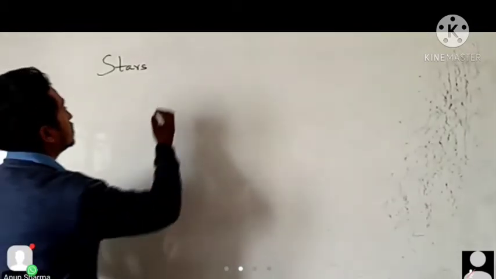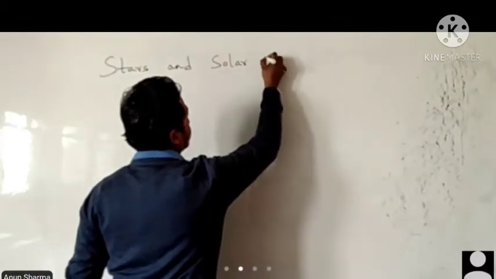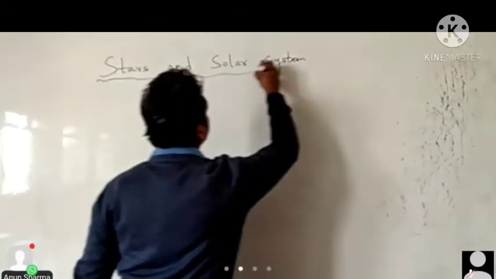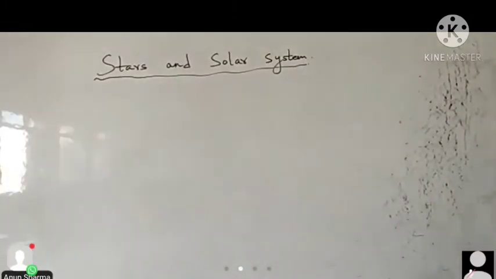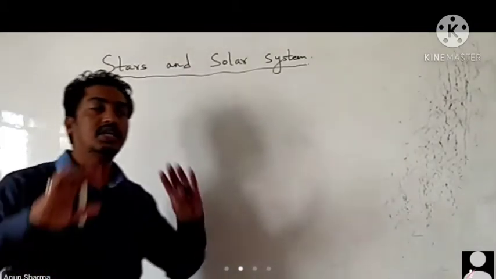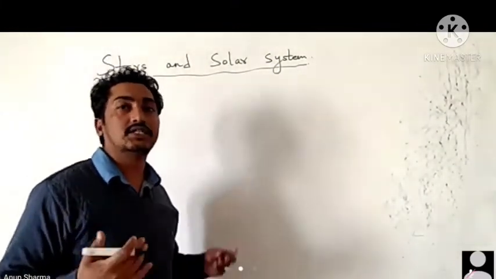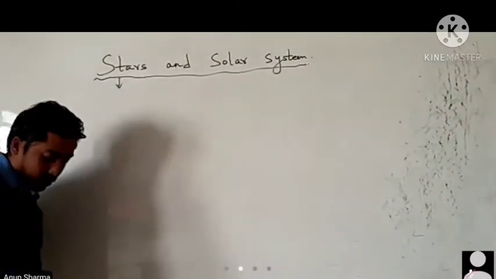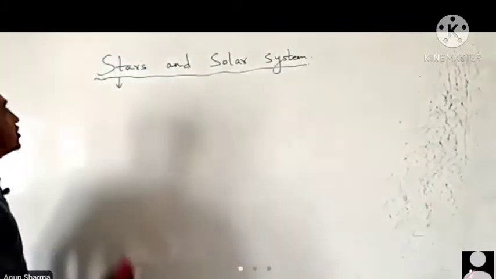The topic name was stars and solar system. That means mostly related to the universe. As we have talked about, the universe constitutes various things in outer space which we can see or have discovered. Today we are going to talk about stars. So first of all, what do we mean by a star?